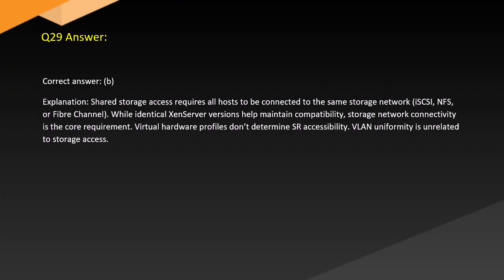Answer. Correct answer: B. Explanation. Shared storage access requires all hosts to be connected to the same storage network: iSCSI, NFS, or Fibre Channel. While identical XenServer versions help maintain compatibility, storage network connectivity is the core requirement. Virtual hardware profiles don't determine storage accessibility. VLAN uniformity is unrelated to storage access.